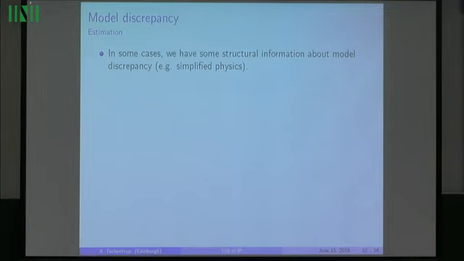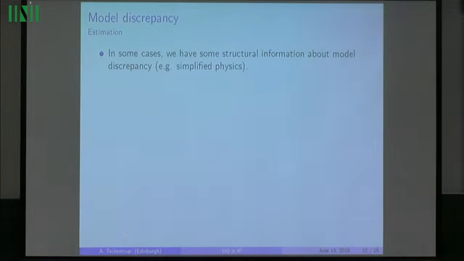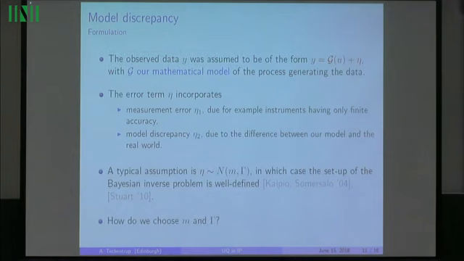And so then you do actually have some idea about what the model discrepancy is. But a lot of the time, you don't know what it is, and you don't even know the structure of it, and you have to estimate it, and this is actually a really hard problem. So one of the hard problems is that you have identifiability issues. What that means is that even if you have an infinite amount of information, there's no method for learning the model discrepancy.